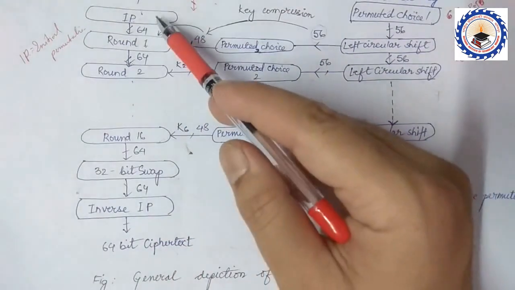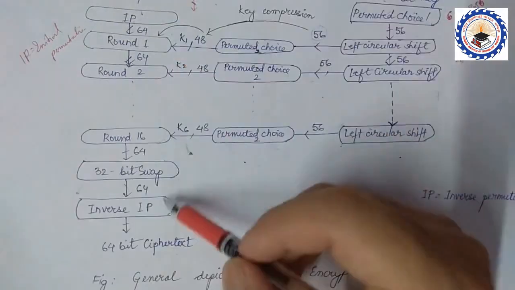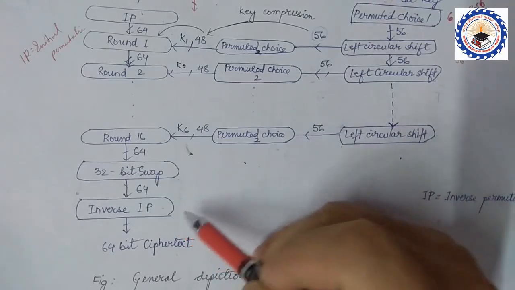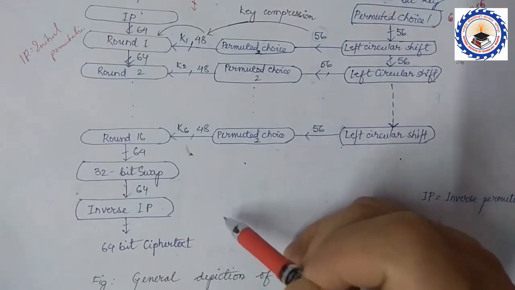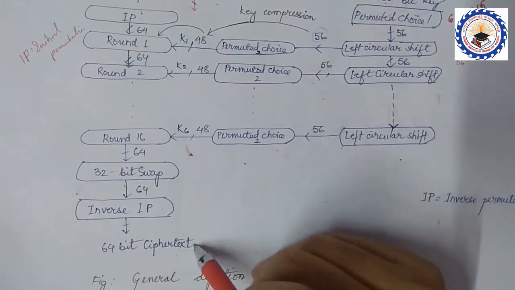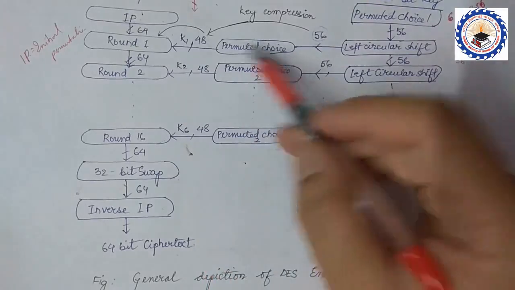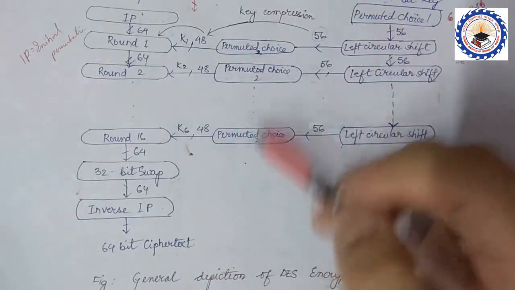Since we perform the initial permutation, at last you must apply the inverse of that initial permutation, and then we will generate a certain pattern of 64 bits. That 64 bits is nothing but your final ciphertext. But the question is how we actually supply the keys.